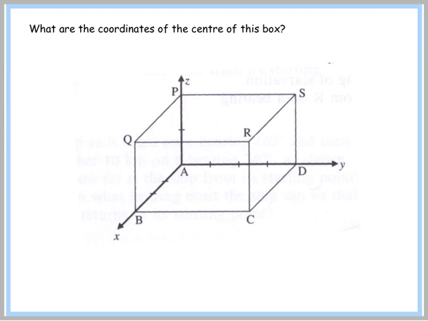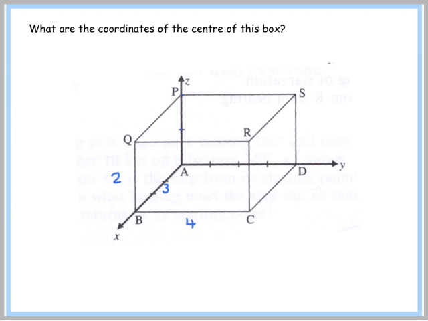Final question, what are the coordinates of the centre of this box? And we're going to assume here that each of these little lines means 1 unit. So I just need to find the centre of the box. So I can see that it's going to be 4 units long, and it must be just 2 units up by looking at this. And I can also see that along my z-axis here, it looks like 3 units.